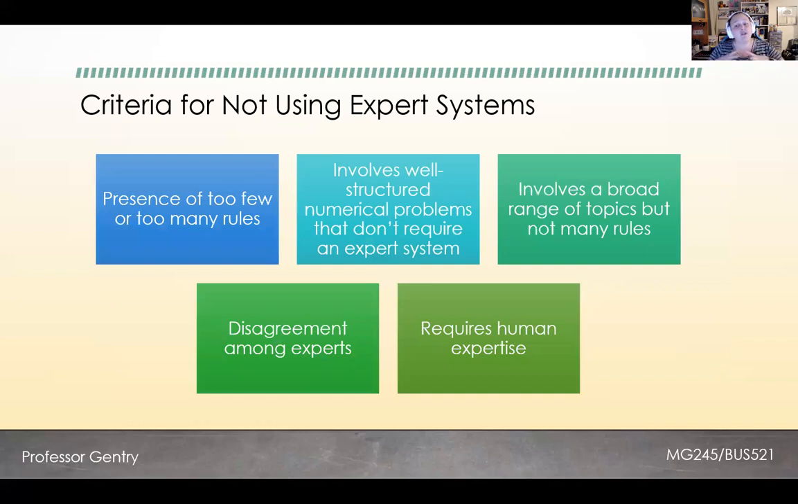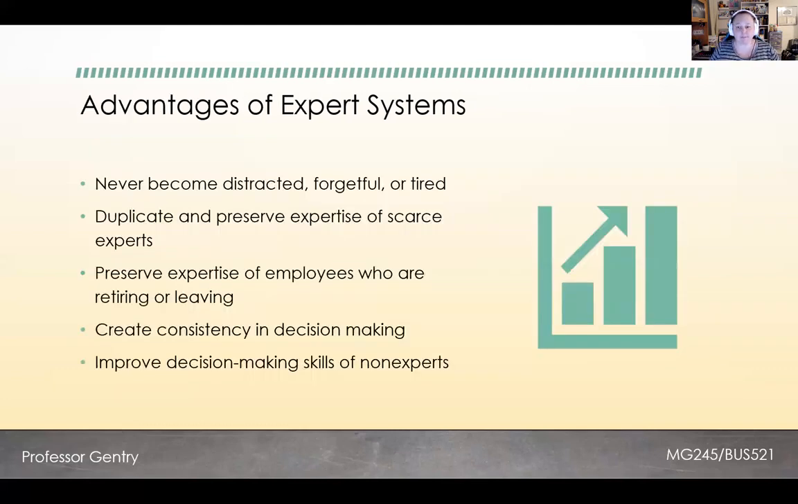Several reasons why you should not use an expert system. Some of these include the presence of too few or too many rules. Okay, if you don't have enough rules or if you have too many. Involves well-structured numerical problems that don't require an expert system. If it involves a broad range of topics, but you don't have very many rules. If you have a disagreement among your experts, okay? And last but not least, if it does require human expertise.